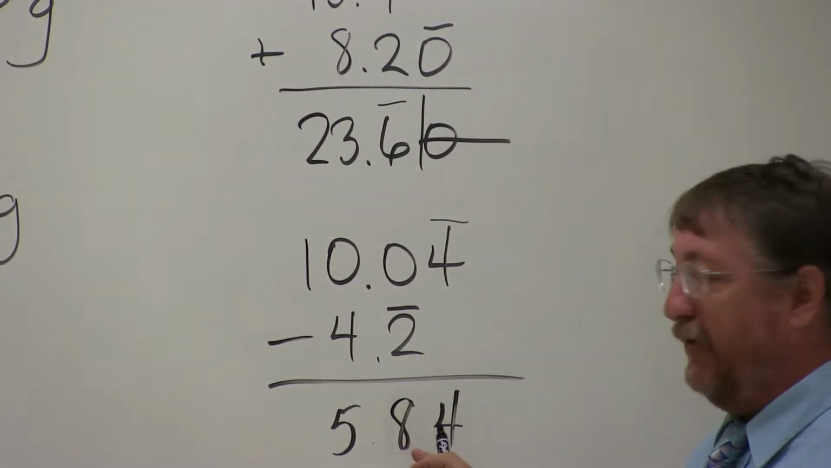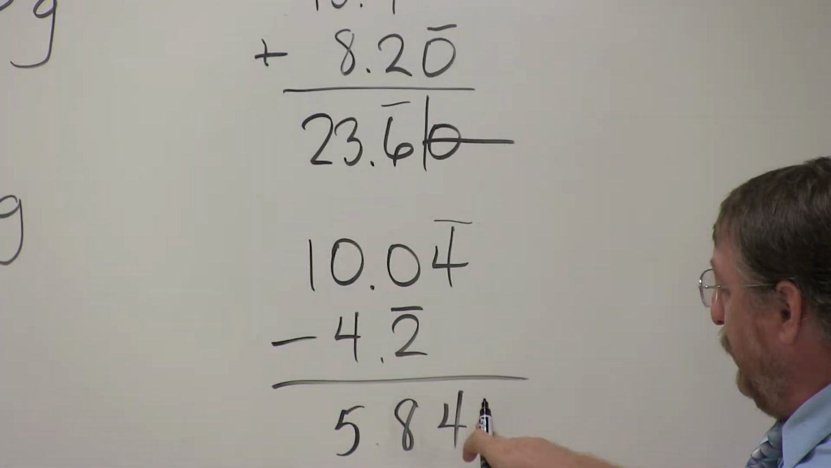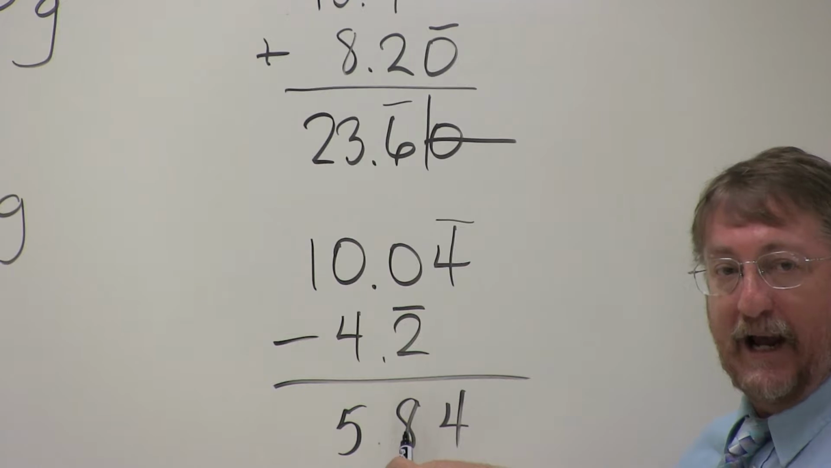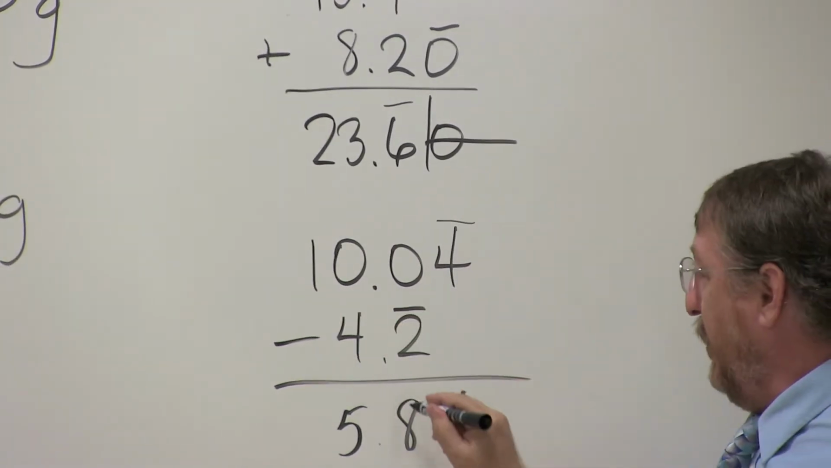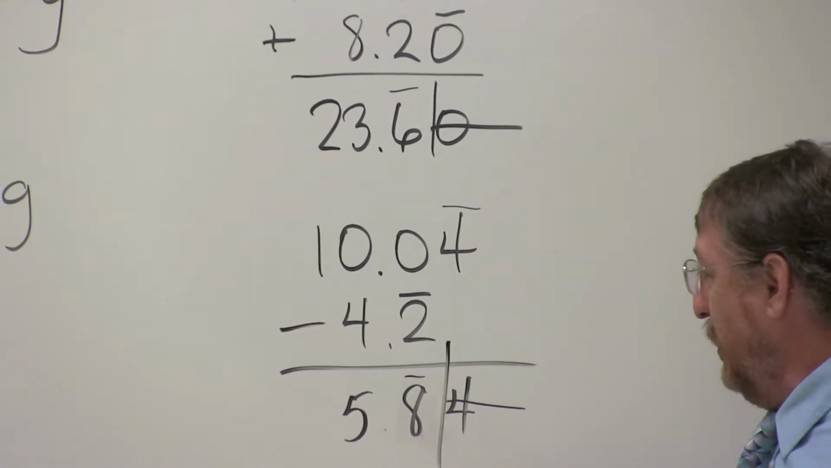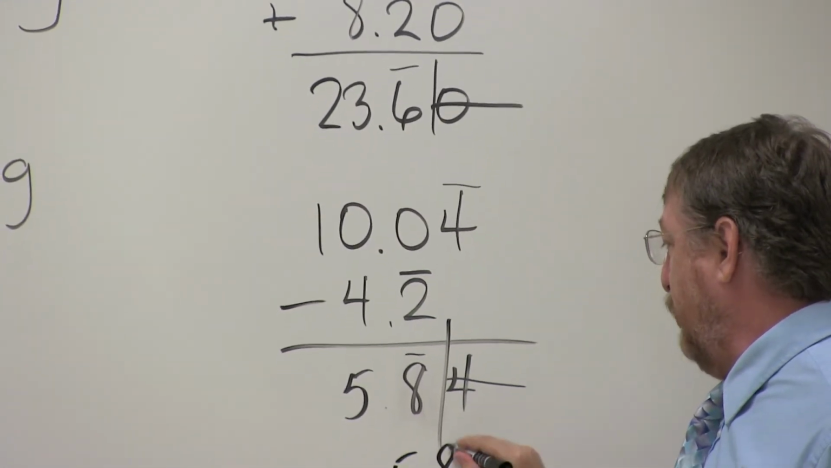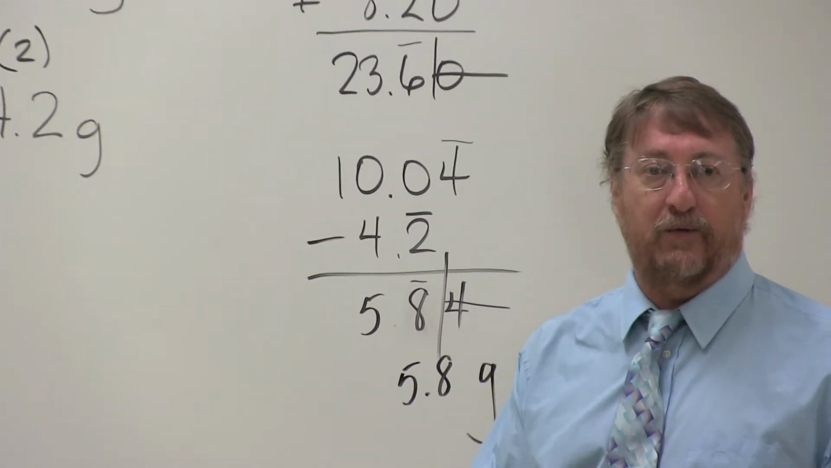So I get 5.84, okay? And you go through and you say, all right, my uncertainty, this 4 was uncertain, but so is the 8. The 8's uncertain because this 2 was uncertain. Therefore, my uncertainty is here. I'm going to truncate that off because it's a 4, and my answer is 5.8. 2 significant figures in the final result.